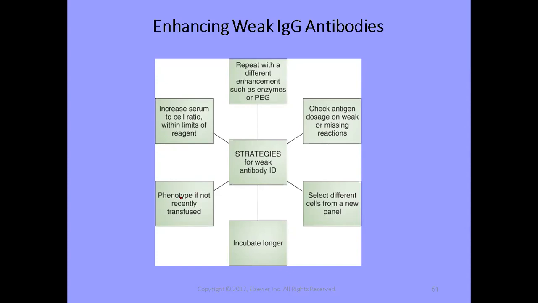Phenotype our patient's red cells, if not recently transfused, to try to prove it. Or increase serum to cell ratio within limits of our reagent. So maybe I need to add another drop of my patient's plasma, bump it up to 3.